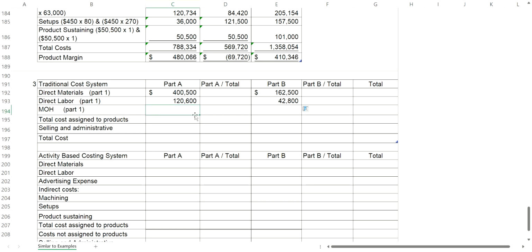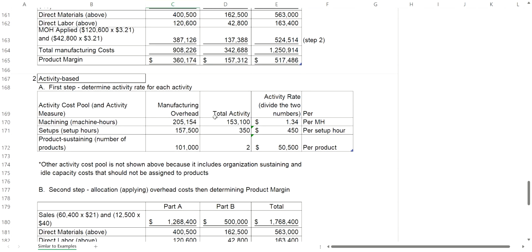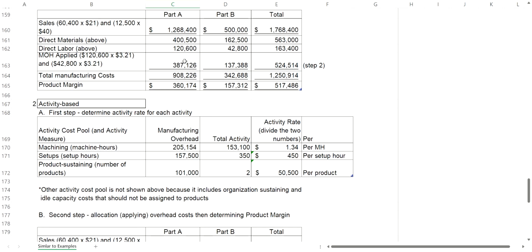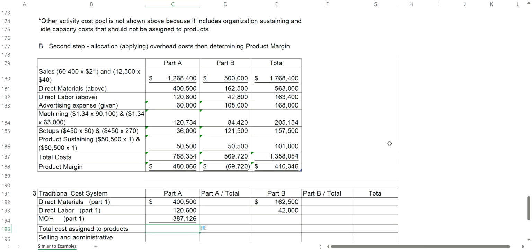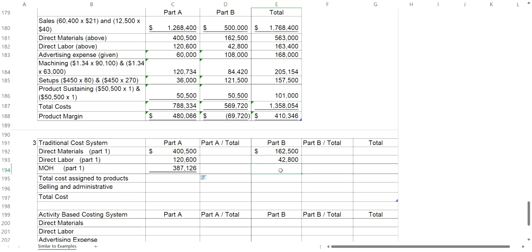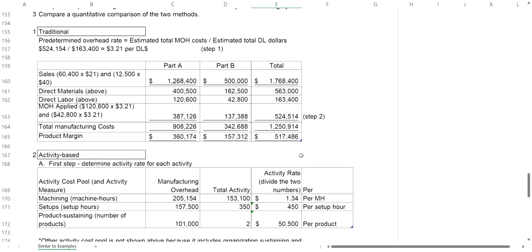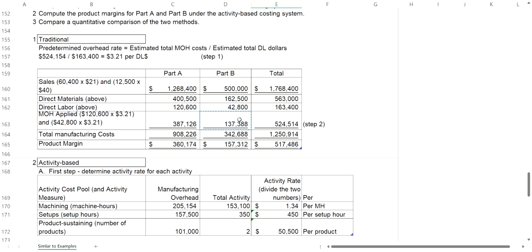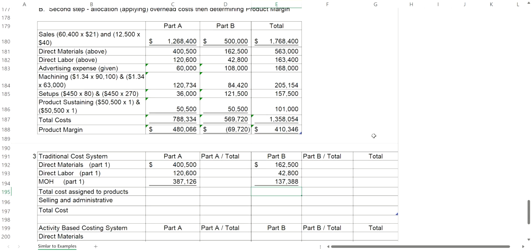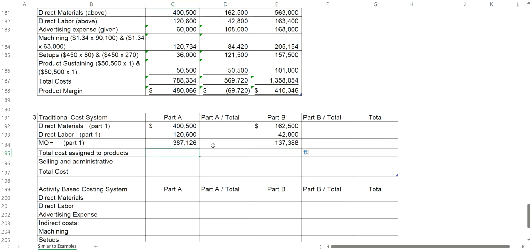So in Part 1, when I did the traditional, overhead in total for Product A is right here, $387,126. And for Product B, $137,388. Okay, now I'm going to add those together for total cost assigned to the products. Then I can add them up here, product A and B together for my total column.